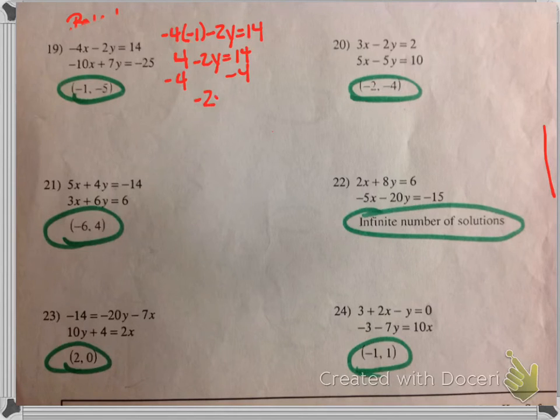And it's going to be negative 2y equals 10. Divide by negative 2, and y equals negative 5. Again, pause if you need to.